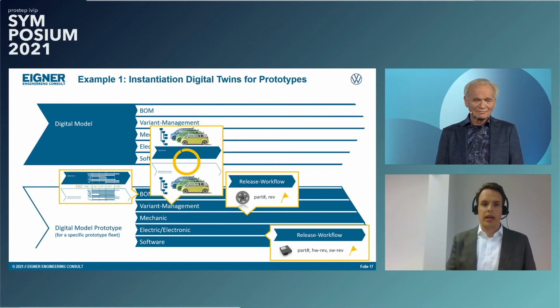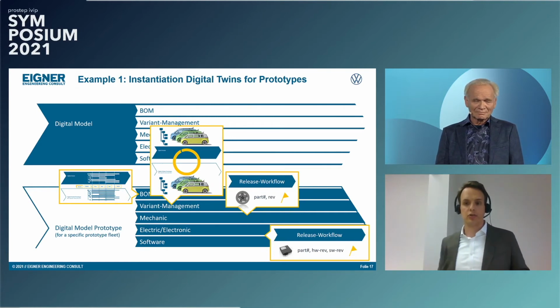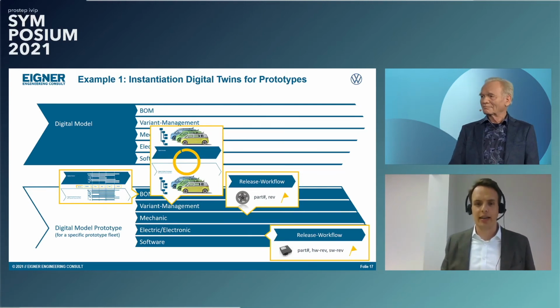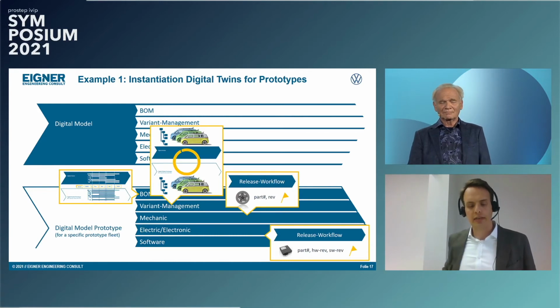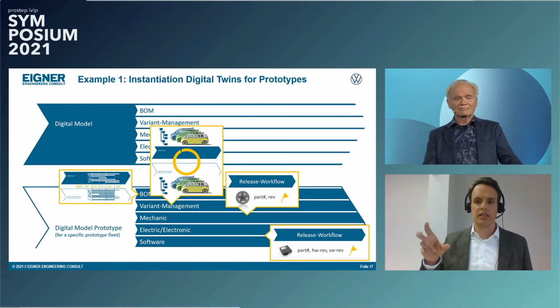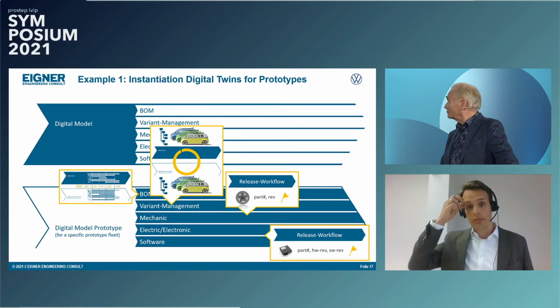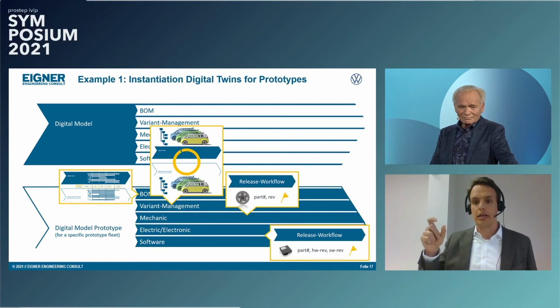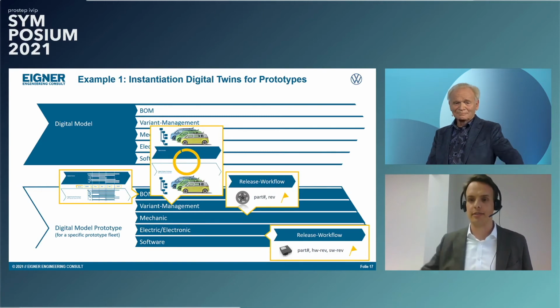In order to instantiate fully described prototypes, or digital twins for prototypes, we handle the other data as follows. We take the variant management from the digital model and we adapt all changes. Otherwise, we have inconsistencies and instantiation would not be possible. For the mechanic, EE, and software data, we have a release workflow, and we flag the relevant revisions of the parts and the hardware and software revisions. This enables us to instantiate digital twins of our prototypes. Thank you. And now example 2 from Martin.